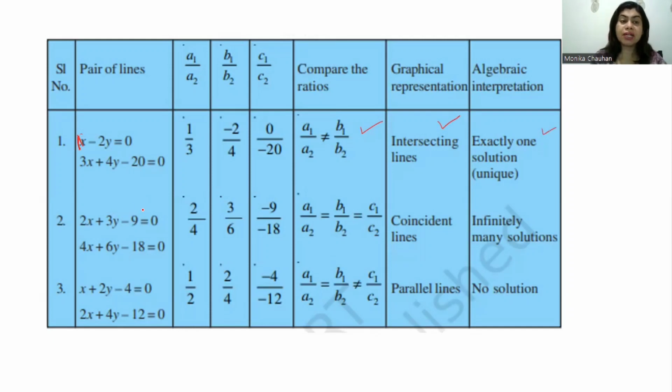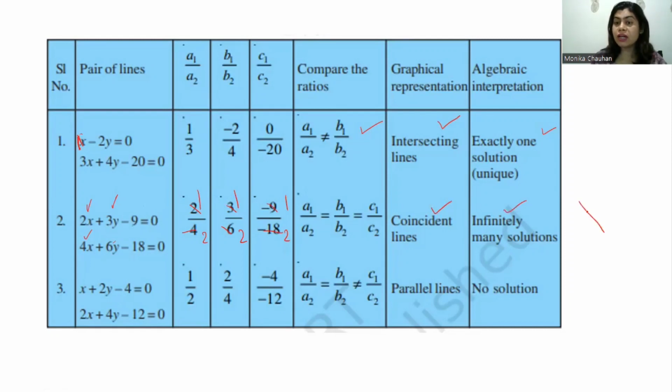Second, 2x plus 3y minus 9 is equal to 0. Then you have the second, 4x plus 6y minus 18 equal to 0. Now, when you start comparing the coefficients 2 upon 4, 3 upon 6, and minus 9 upon minus 18, what do you see here? 2 upon 4, when you reduce, you get 1 upon 2. 3 upon 6, when you reduce, you get 1 upon 2. Minus 9 upon minus 18, you get 1 upon 2. So all the ratios are equal to each other. They are equivalent. That means you will get coincident lines in the graphical representation. Okay, infinitely many solutions.